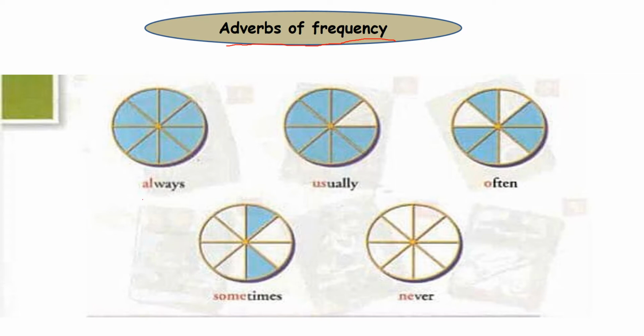We have always. Always, it means when we do something always. Usually, often, sometimes, never. These are adverbs of frequency. We use them with the present simple.